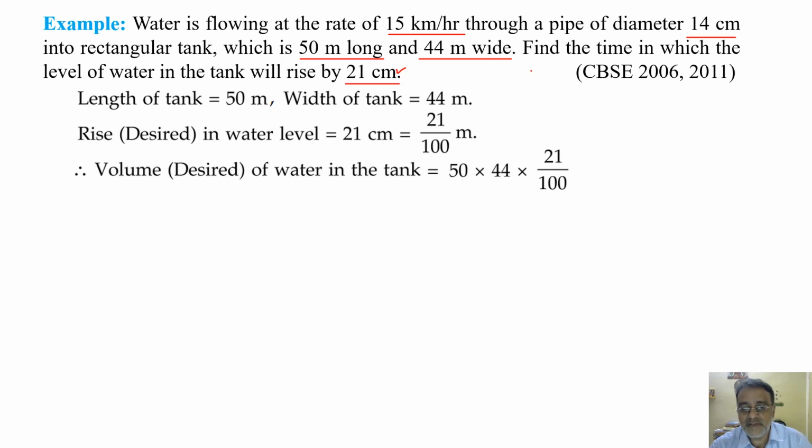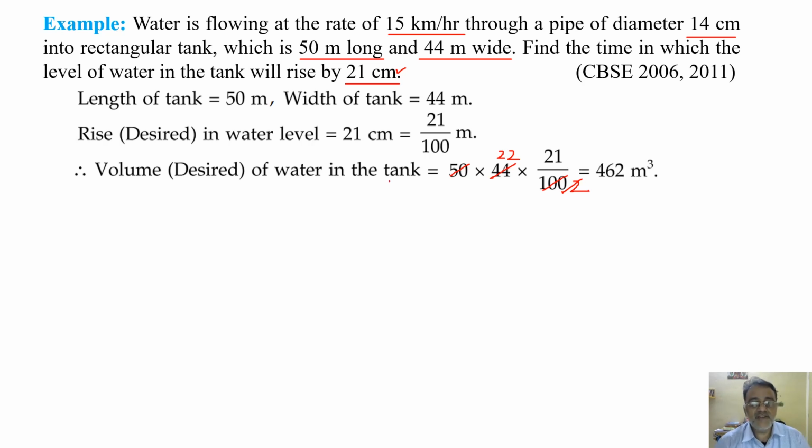ठीक है, थोड़ा सा इसको सिंप्लीफाई कर लेंगे हम लोग. 100 को डिवाइड कर लेंगे 50 से, फिर 44 को 2 से डिवाइड कर लेंगे 22. So 21 into 22, 462 meter cube, ठीक है.